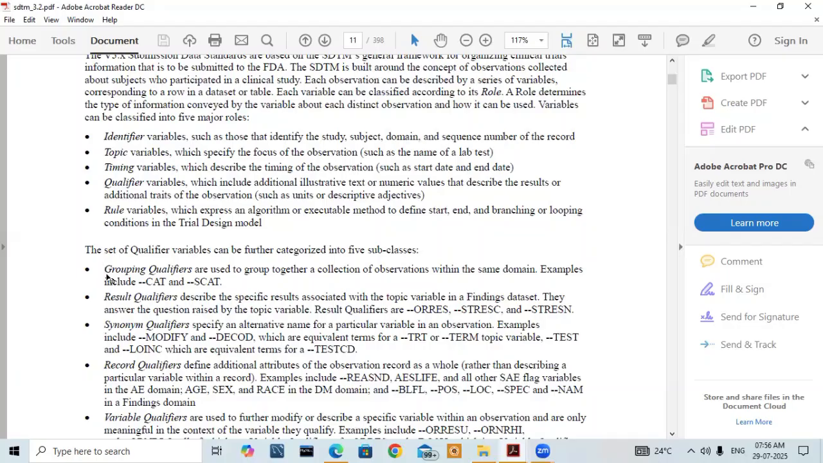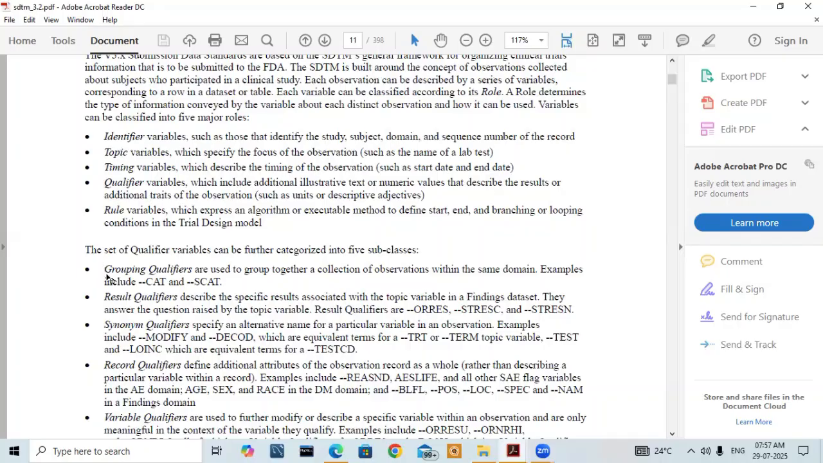Like, for example, his address is also additional information. The race of that person, right? So all these are known as qualifiers. Understood? Qualifier variables mean that by knowing the qualifier variables, you can describe the person in detail. Only giving the subject ID is not enough.